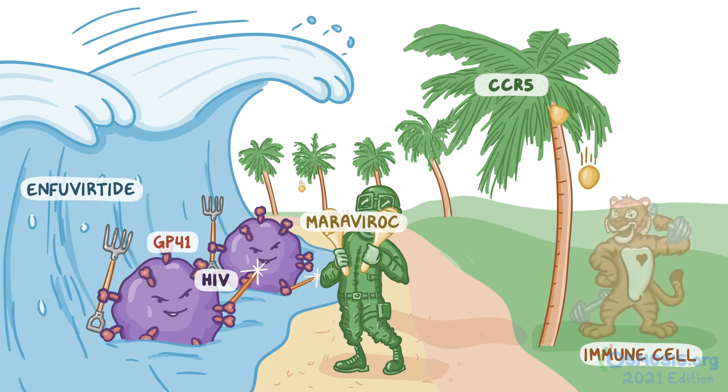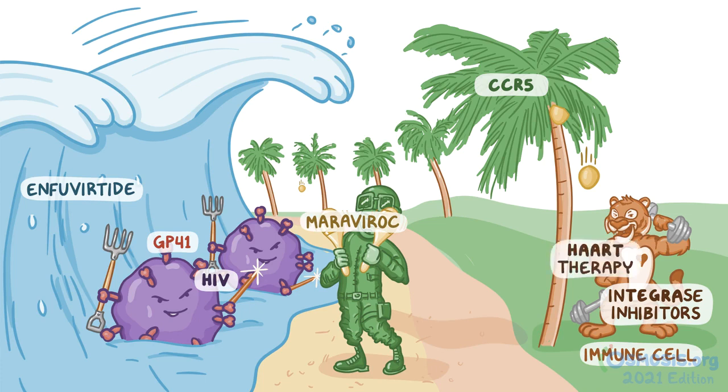Further inland, representing inside the cell, there's a tiger waiting for them. This represents the integrase inhibitors with tegra in their names, like raltegravir, elvitegravir, and dolutegravir. It's got a heart-shaped spot on its body to help you remember that it's used for HAART therapy.